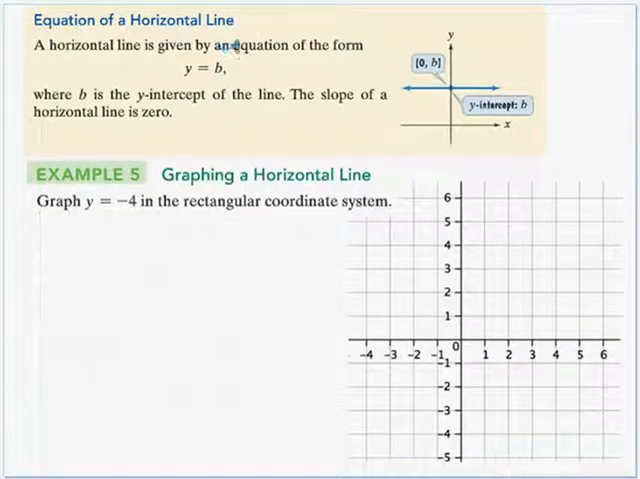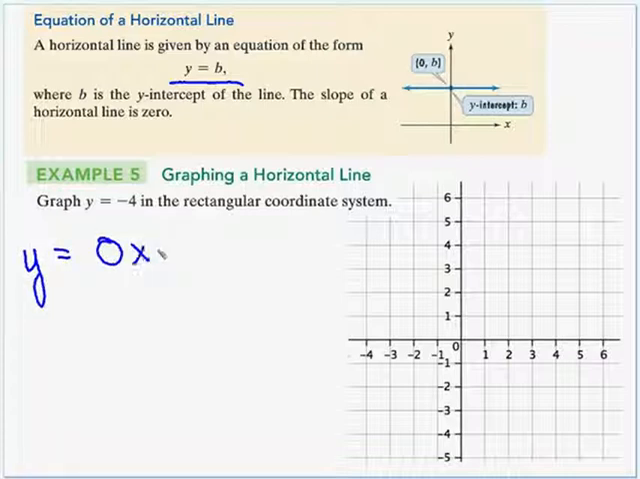Now, if we have the equation of a horizontal line, it's just going to be in the form of y equals some number. If you really want to see a slope in there, you could always write y equals 0x minus 4. And to make your slope look more like a fraction, like rise over run, we can always put a 1 under that numerator.